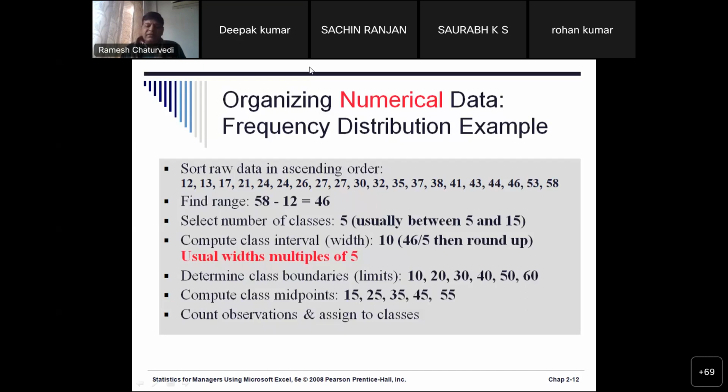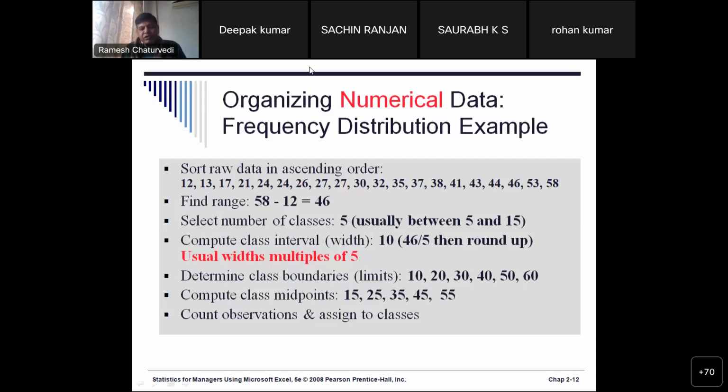What is a class limit? The class limit is the lower boundary and the upper boundary. Class limit is the limiting points of a class interval. For the class interval 10 to 20, what is the lower limit? 10. Upper limit, 20. So what is the average of lower and upper? 15. So that is the midpoint. The average of the lower and upper class limit is the midpoint.